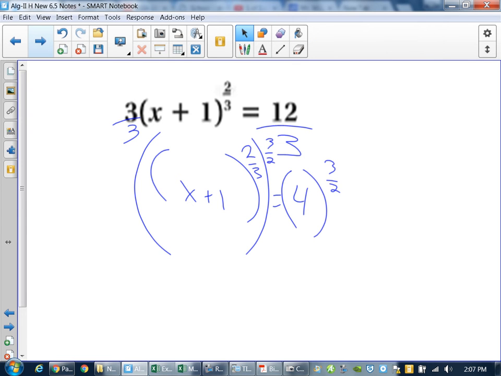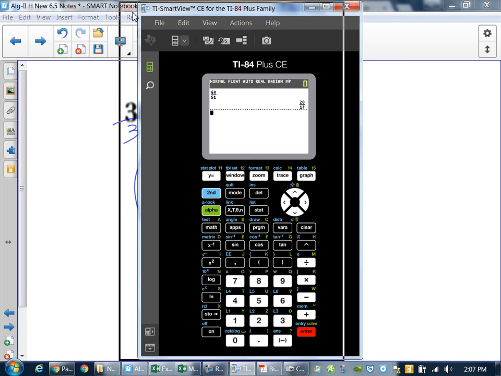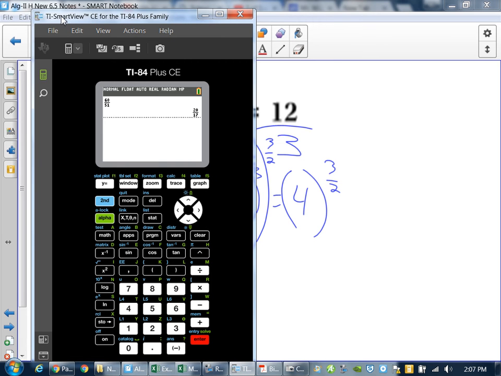Which means you got to remember how to do that in a calculator. How to put a fractional exponent in your calculator? 4 to the power, 3 over 2. That's all it is. What is that number equal to? 8.